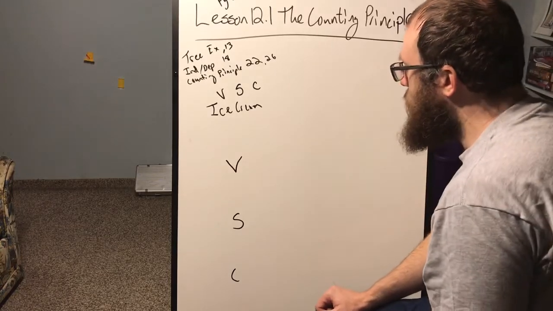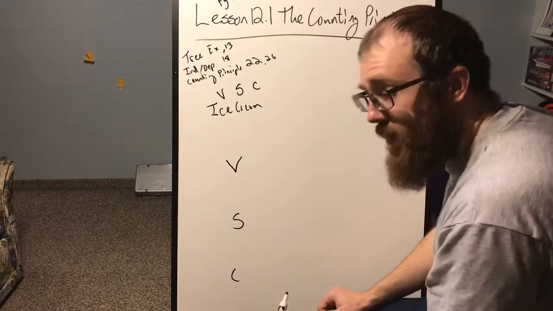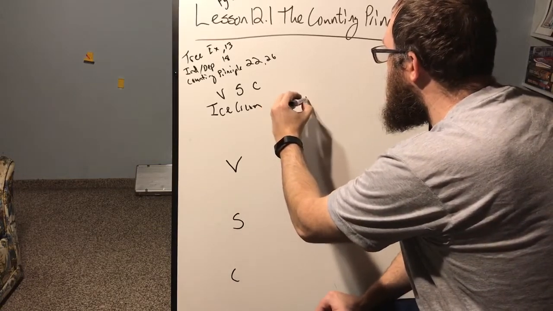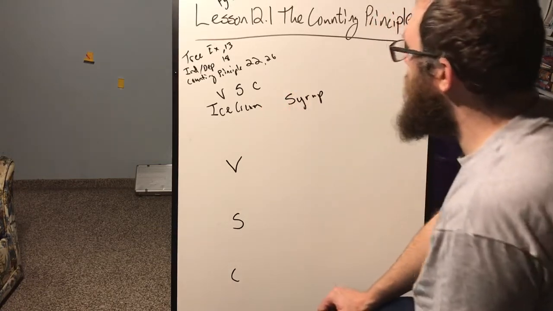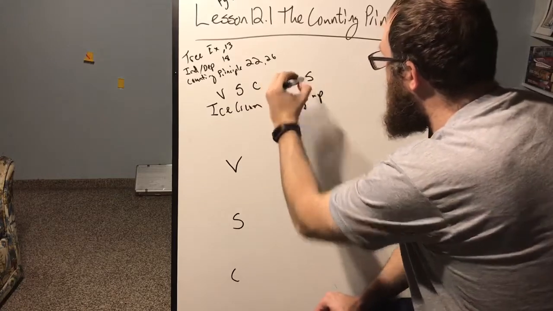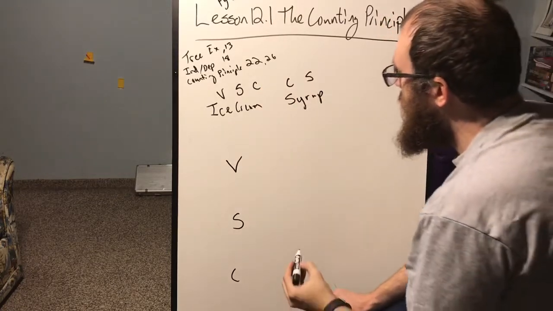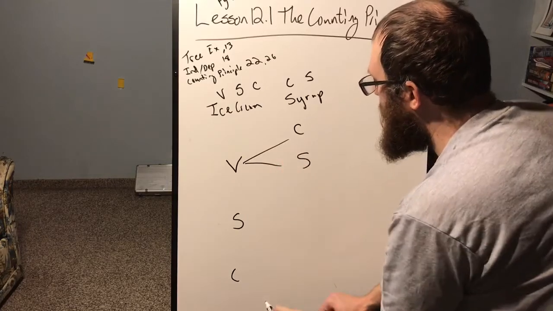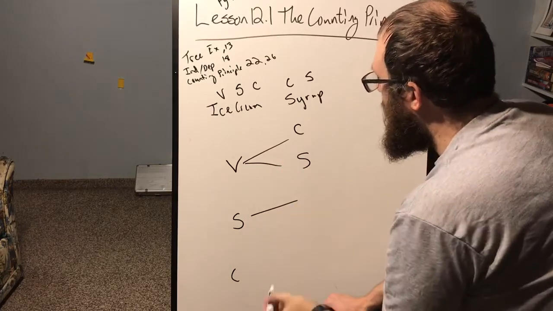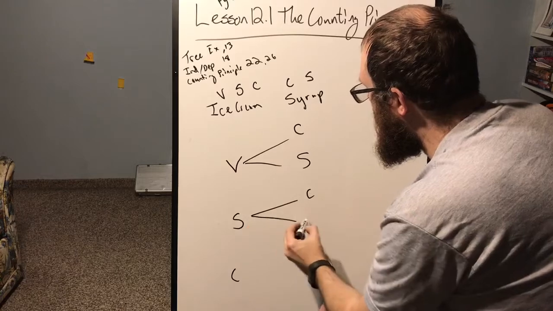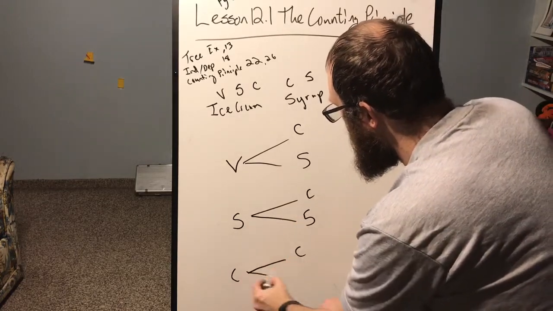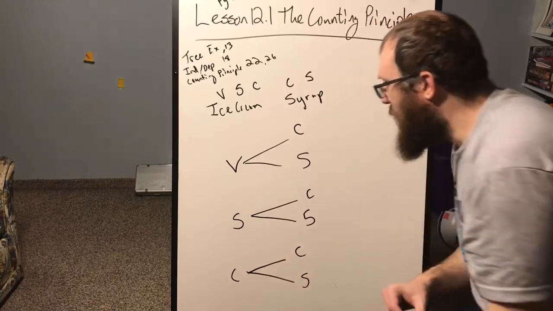And then also in my refrigerator, hopefully not in my freezer, I have some syrup. And no, not maple syrup, but chocolate syrup and strawberry syrup. So my vanilla ice cream could have chocolate syrup or strawberry syrup on it. And my strawberry ice cream could have chocolate syrup or strawberry syrup on it. And my chocolate ice cream could have chocolate syrup or strawberry syrup on it.